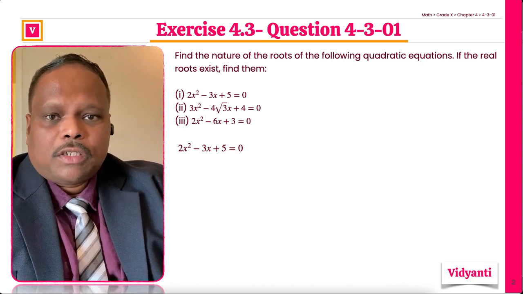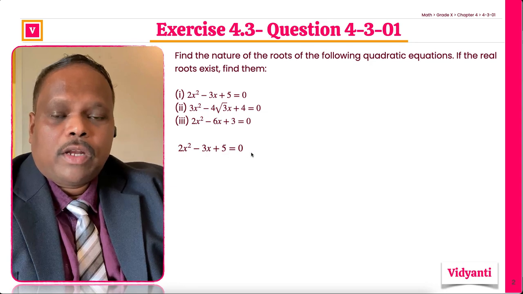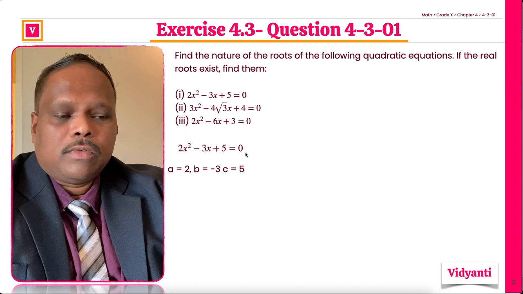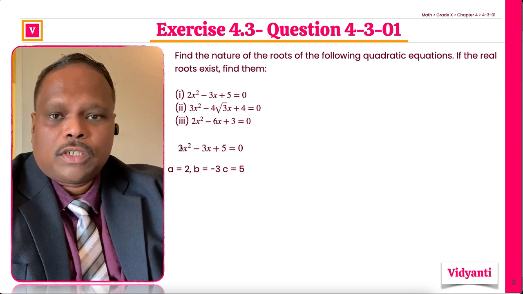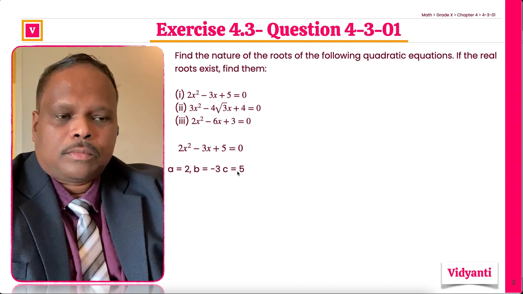This quadratic equation is already in the form ax square plus bx plus c equal to 0. So comparing the coefficients, we'll get a equal to 2, b equal to -3, and c will be 5. a is the coefficient of x square, b is the coefficient of x, and c is the constant term.